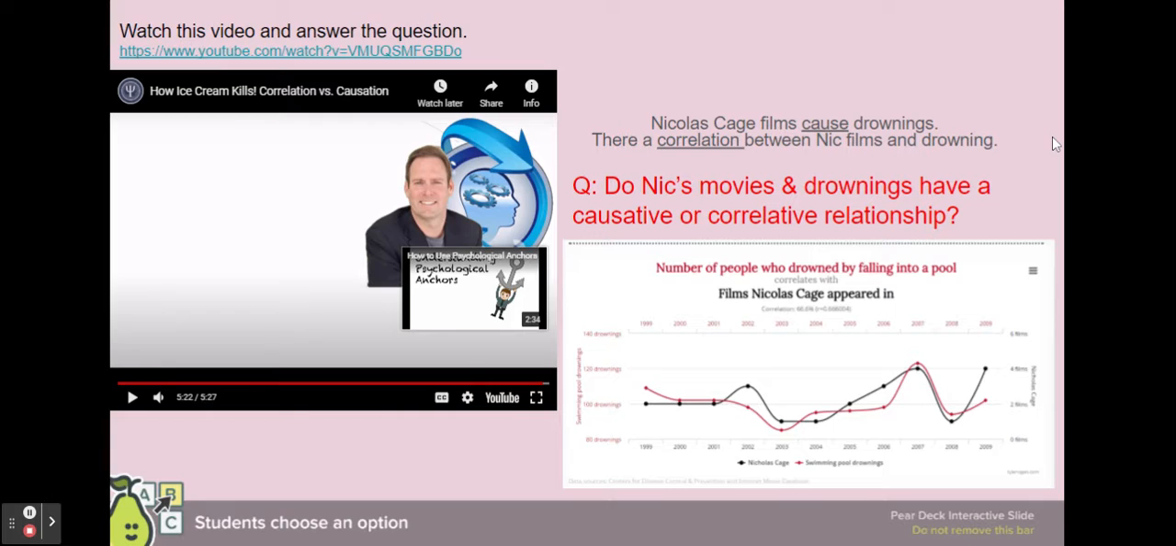So does that mean that Nicolas Cage causes drownings? Well, no, that would be ridiculous, right? What we do see is a correlation between Nicolas Cage films and numbers of drownings. So that's a correlation. Correlation and causation are two very different things. Sometimes correlations can help us understand a little bit more, and sometimes it's just coincidental, like in these situations with these graphs.